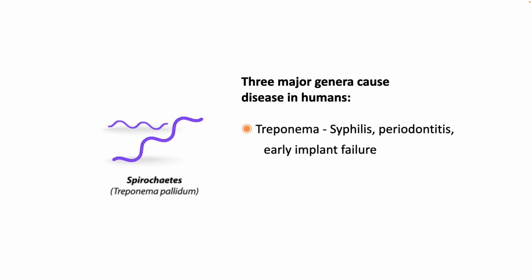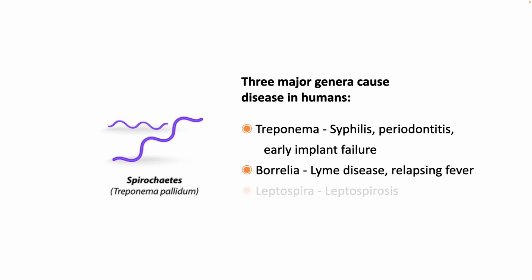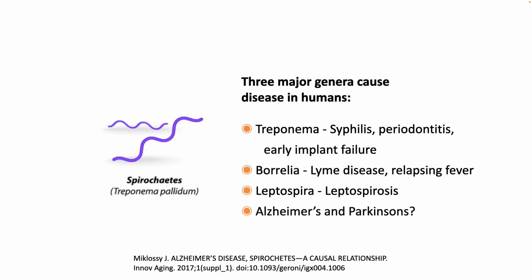There's the Treponema, which includes Treponema pallidum, which causes syphilis, and Treponema denticola, which is what causes periodontitis and early implant failure. We have the Borrelia, which causes Lyme disease and relapsing fever. And we have Leptospira, which causes leptospirosis. And then possibly there's some link with Alzheimer's and Parkinson's, that's still undetermined as yet.